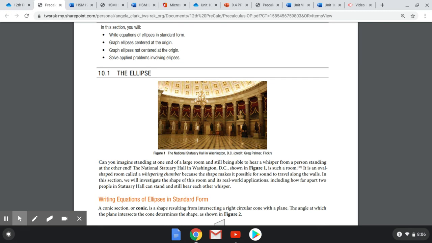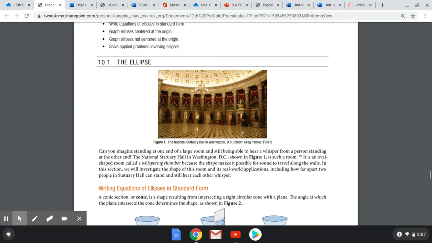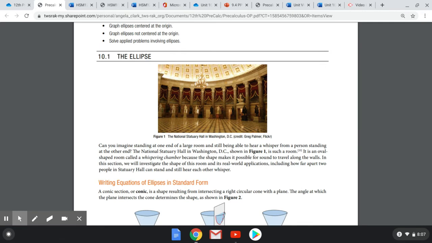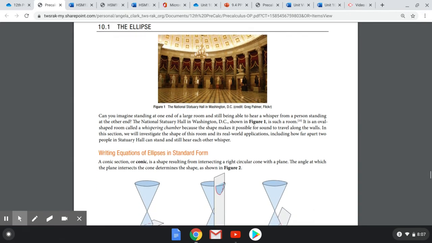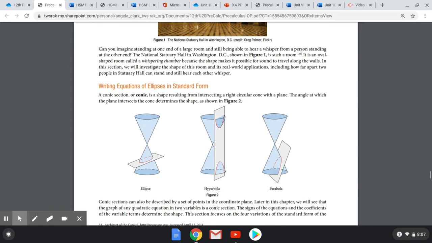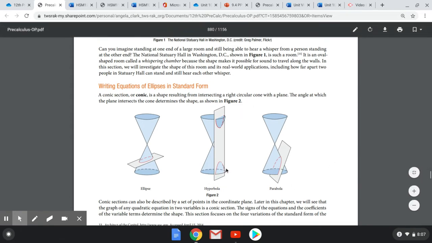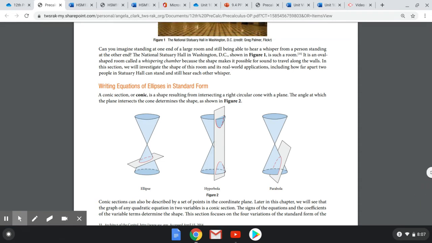All right, welcome. In this video, we're going to be talking about ellipses. So we're on 10.1, we're talking about ellipses. And first of all, I just wanted to point out this picture they have of how we get the shapes of conic sections by cutting through a cone. This is what I was trying to explain in the intro video. So hopefully, if my explanation didn't make sense to you, maybe these pictures will.